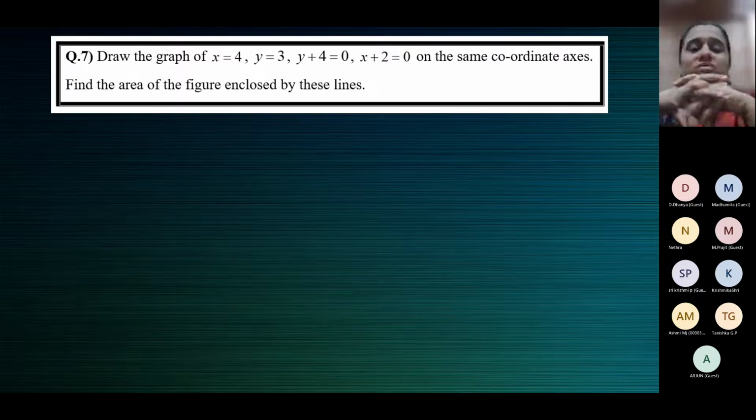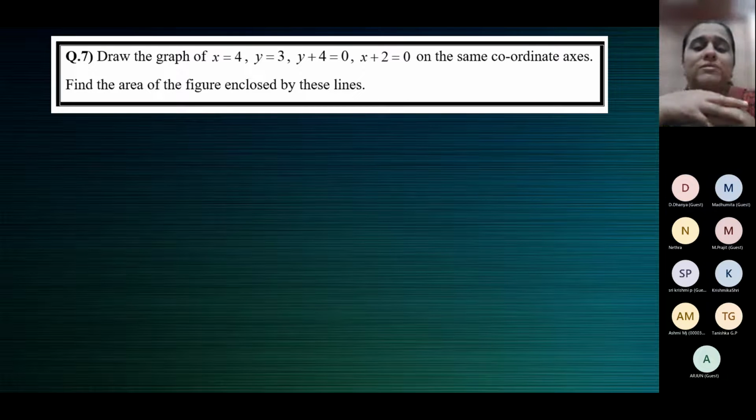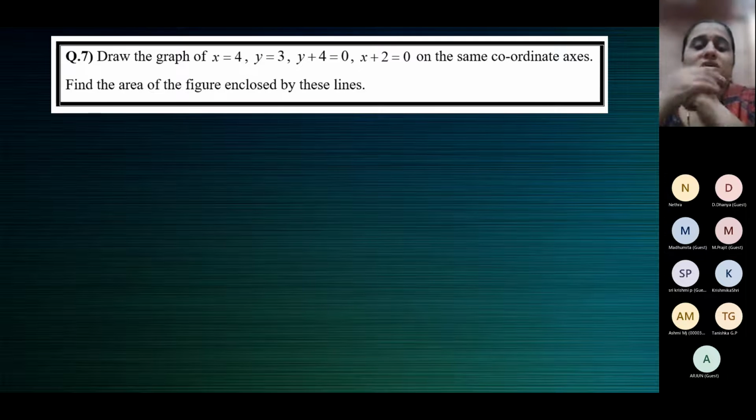Now tell me for y plus 4 is equal to 0. That means y is equal to minus 4. Ma'am, minus 4. So how will you make the table? Y is always minus 4 for any value of x. Who was that? Madhumita. Thank you. Yes, y is always minus 4 for any value of x.